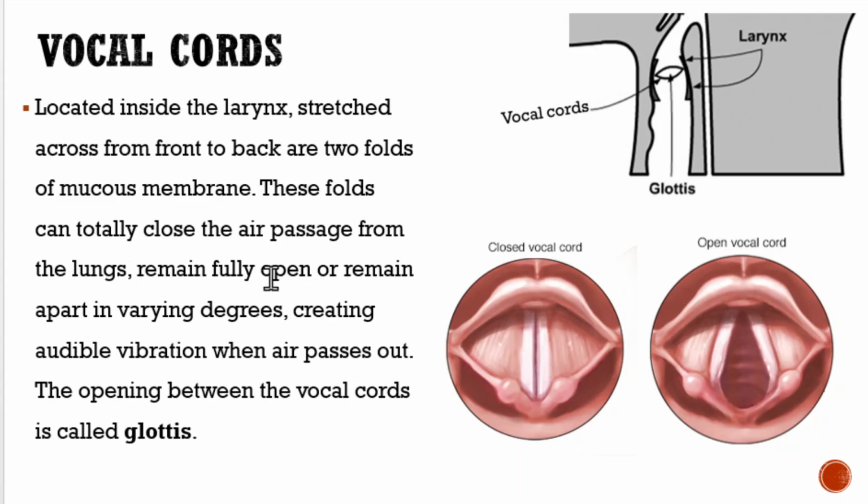So these folds can totally close the air passage from the lungs or remain fully open or remain apart in varying degrees, creating audible vibration when air passes out. So here it is totally open. This is the open vocal cord area. This opening is called the glottis, the opening between the vocal cords. This is one vocal cord and this is the second vocal cord. In between there is a space.